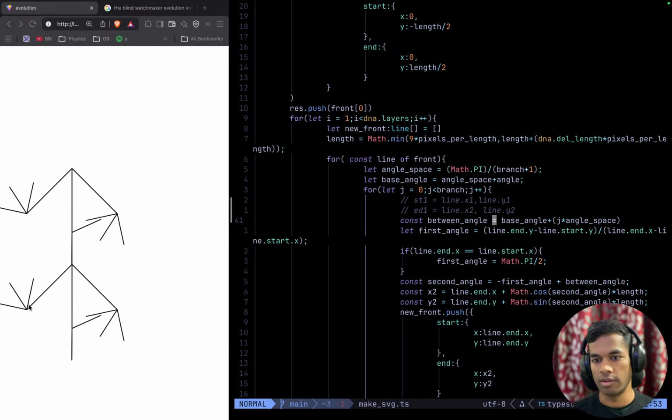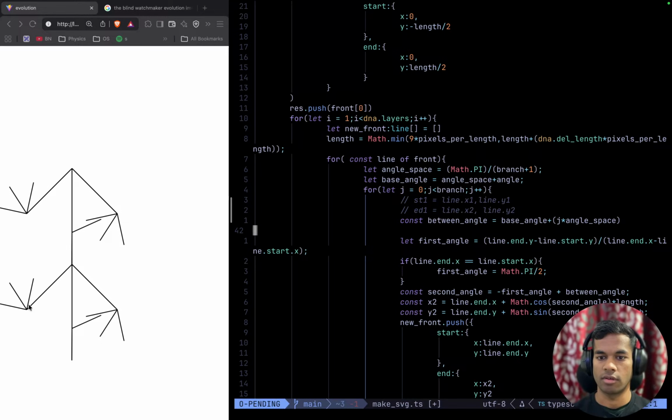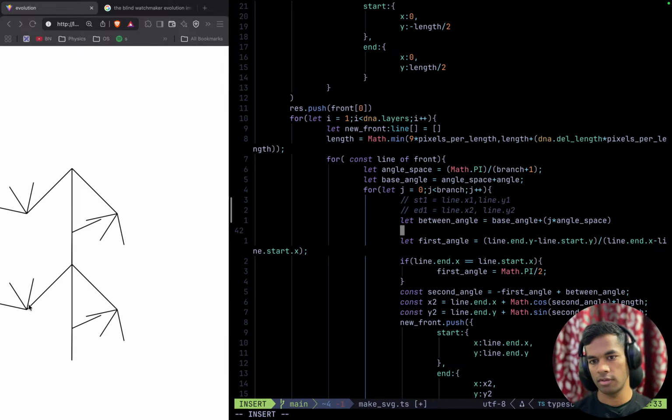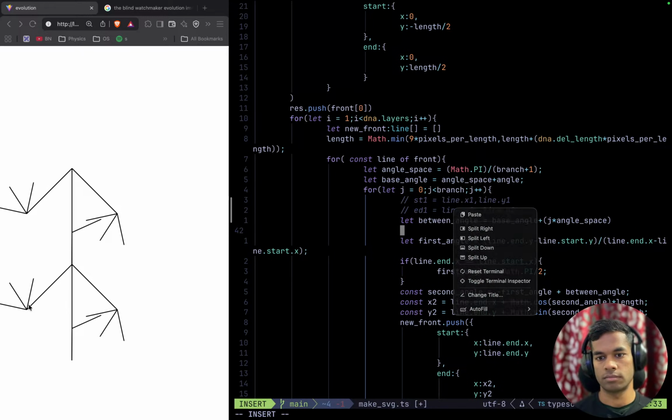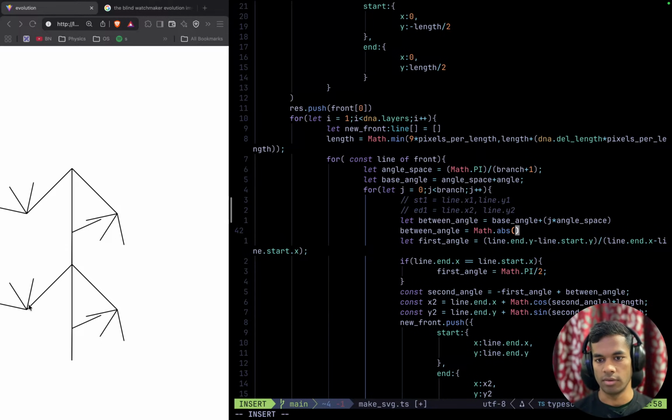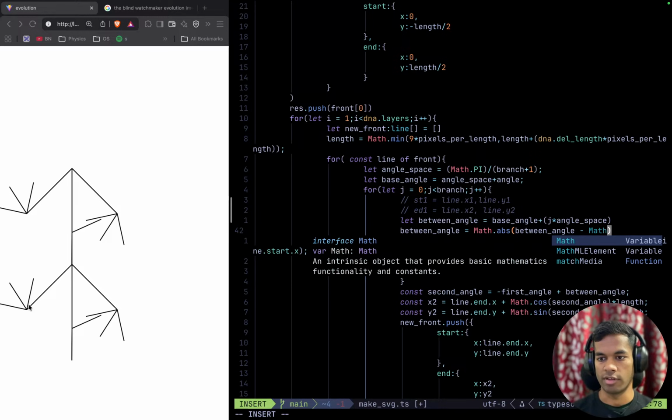Angle between equals this. And let's make this let. And angle between is this. Between angle equals math dot absolute value of between angle minus pi, which is 180 degrees.